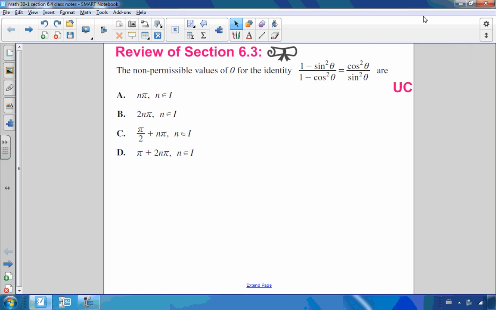Matthews, Gatos here. In this video we are going to do section 6.4, but before I get to that we're going to review 6.3. So in this one here we're given a diploma question where we're given an identity and we're just asked to find the non-permissible values.